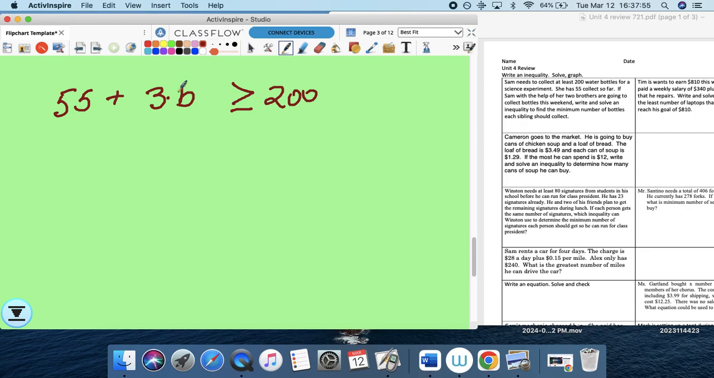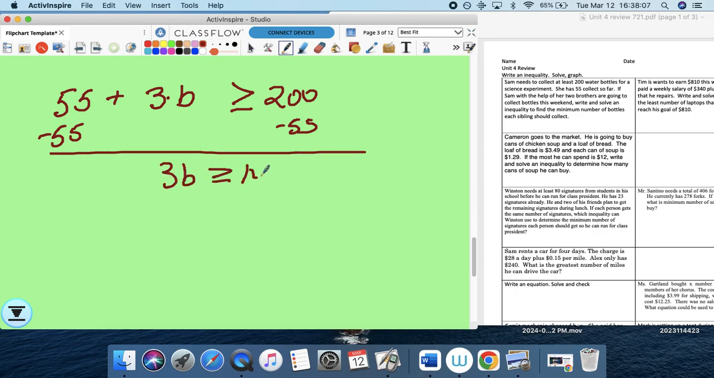So how many bottles does each of the 3 people have to collect? And that's your inequality. Minus 55, minus 55. 3b comes down, greater or equal to 145. Do we have a calculator? Yes, I do. You will have one too. Divide both sides by 3. 145 divided by 3 equals 48.3, so that's the number of bottles each person has to collect.